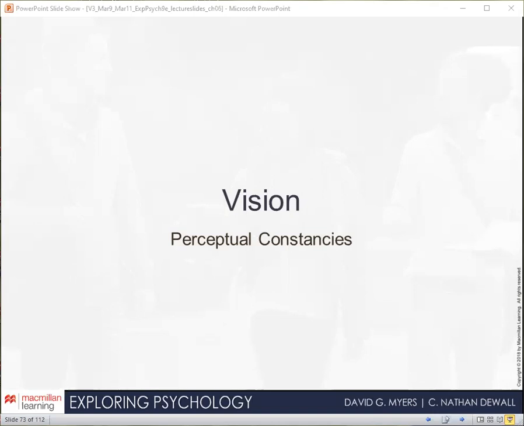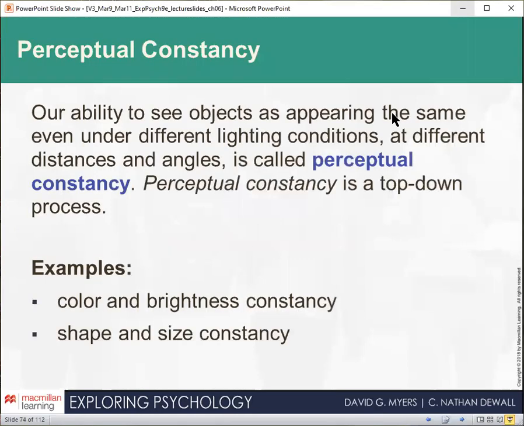Okay, so now we're going to start off with looking at another aspect of vision, perceptual constancies. So what is perceptual constancy? First, it is our ability to see objects as appearing the same, even under different lighting conditions, at different distances and angles. It's called perceptual constancy, and it is a form of top-down process. We have examples of color and brightness constancy, shape and size constancy.